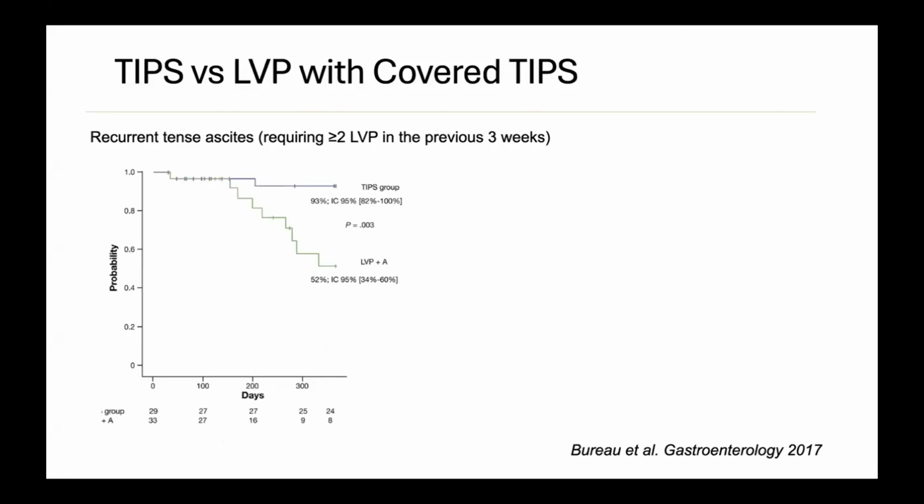And this was confirmed in what is, to my knowledge, the latest trial of TIPS for refractory ascites, done in France, multicenter, led by the group in Toulouse by Christophe Bureau. They used an inclusion criterion of recurrent tense ascites, requiring more than 2 large volume paracenteses in the previous 3 weeks. They randomized them to large volume paracentesis with albumin or to TIPS. And as you can see, the transplant-free survival was much better in the TIPS group.